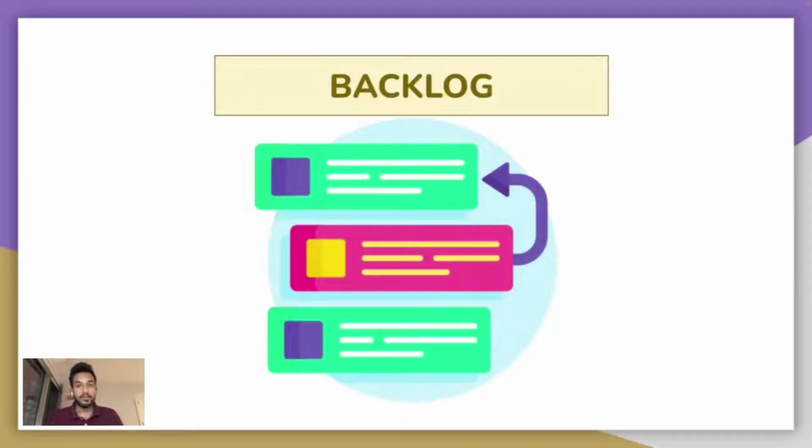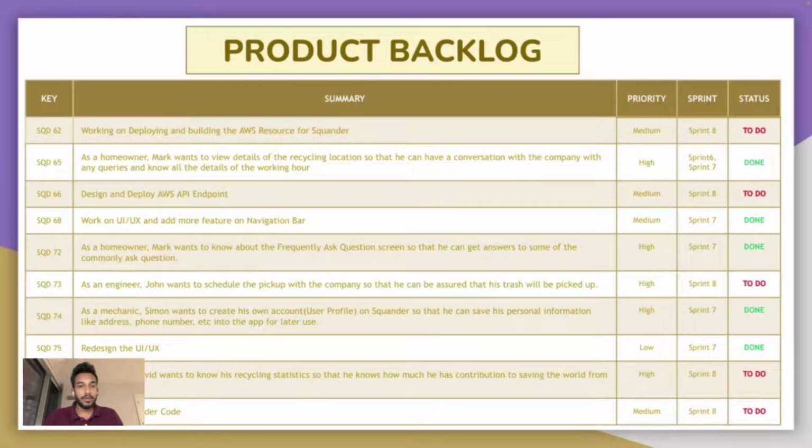Hi guys, let me take you through the backlog of our Squander application. So let's visit the product backlog and the sprint backlog. And here we could see all the backlog stories that we had when we started Sprint 7. The SQD65 was a spillover from Sprint 6, and the rest of them were specifically scheduled for Sprint 7. Here you would also see stories for Sprint 8, since it's a product backlog.